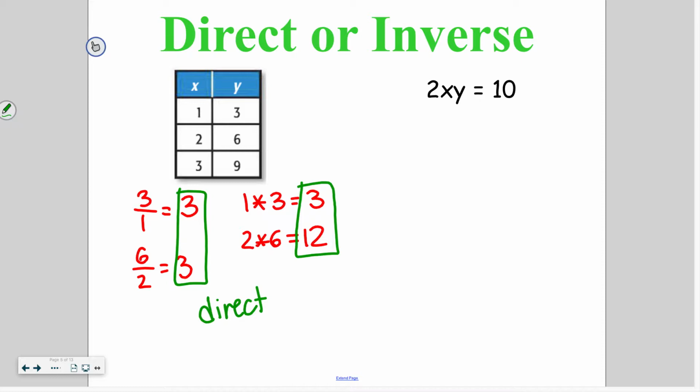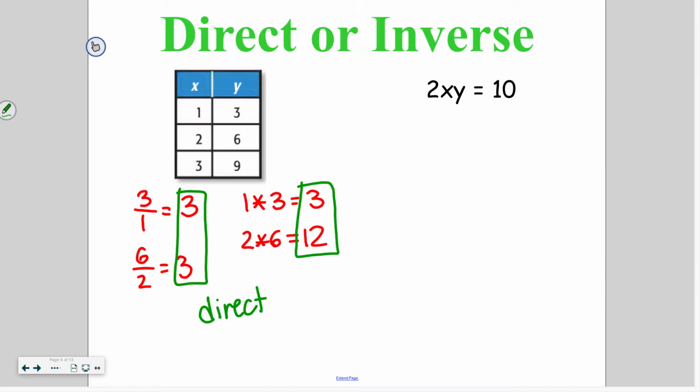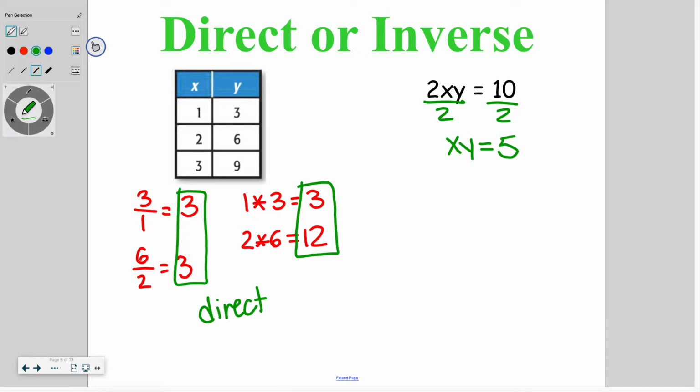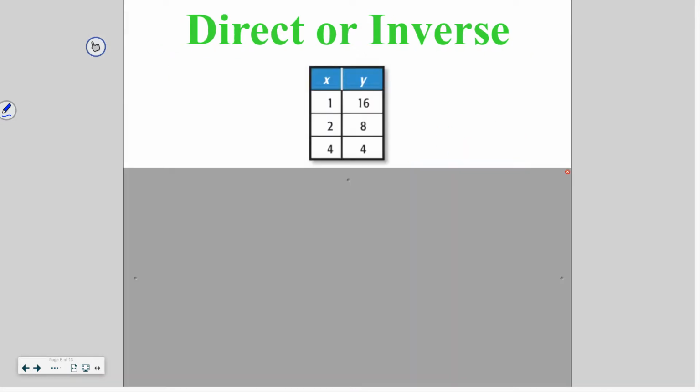If we come over to the equation ones, that's referring back to whether a number is equal to x times y or y is equal to a number times x. So we're going to simplify this and get all of our numbers on the same side by dividing by 2. So I have xy is equal to 5. We have x and y being multiplied and equaling a number. So this is an example of an inverse variation equation. Go ahead and determine this one on your own.